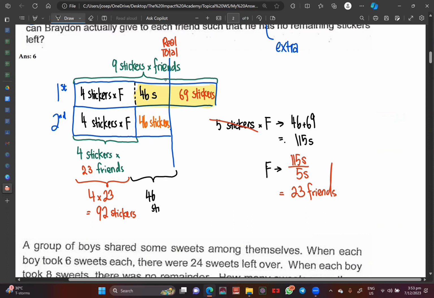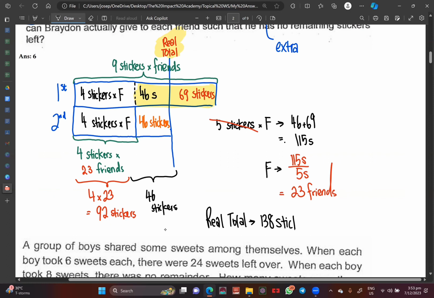You all understand so far? So in total, what is the real total number of stickers? I'm referring to this part over here. We can just say, what? 92 plus 46. Am I making sense here? Okay, now, but this is not what they want us to find. We can just find the real total first. 92 plus 46, that gives me 138 stickers.